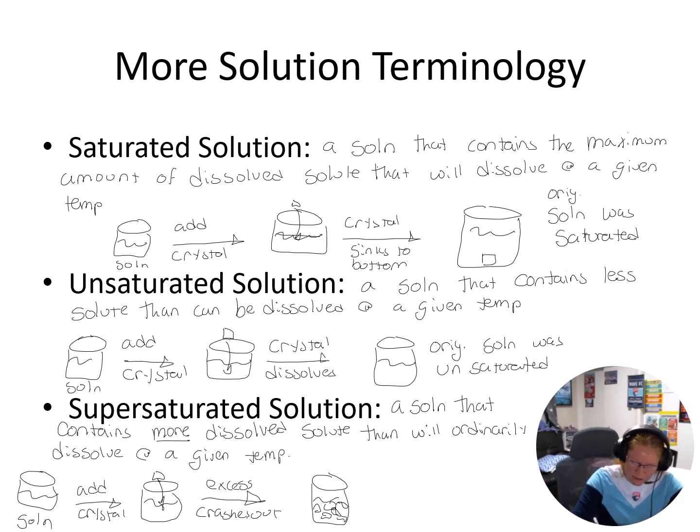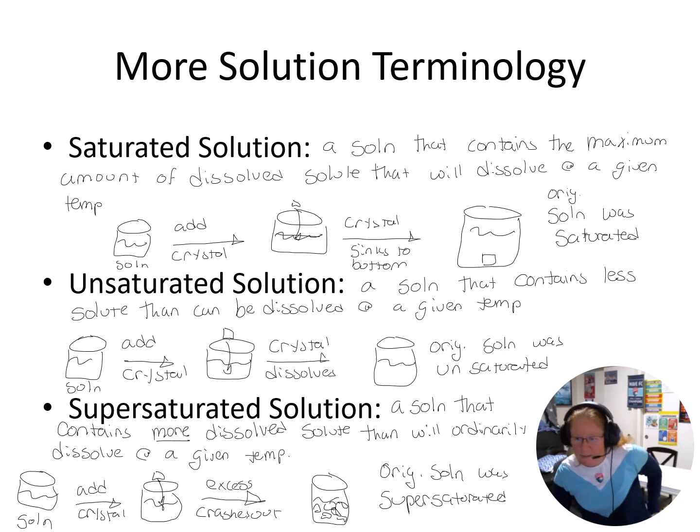So our original solution was supersaturated. Now what happens is it keeps crashing back out until it's back to its normal solubility. So the resulting solution is now saturated, but the original solution was supersaturated.